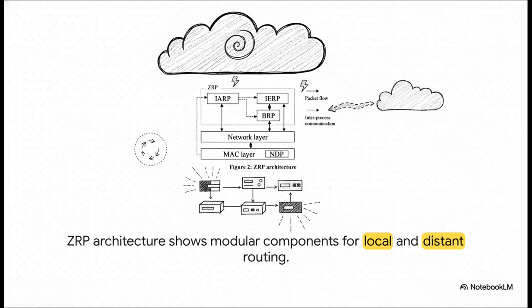This diagram here gives you a little peek under the hood at the architecture. You can see how it's built with different parts for handling things inside the zone versus outside the zone. You see things like IARP and IERP. You don't need to memorize the acronyms. The big takeaway here is just that it's a really well-structured, modular design that makes this whole hybrid strategy work.